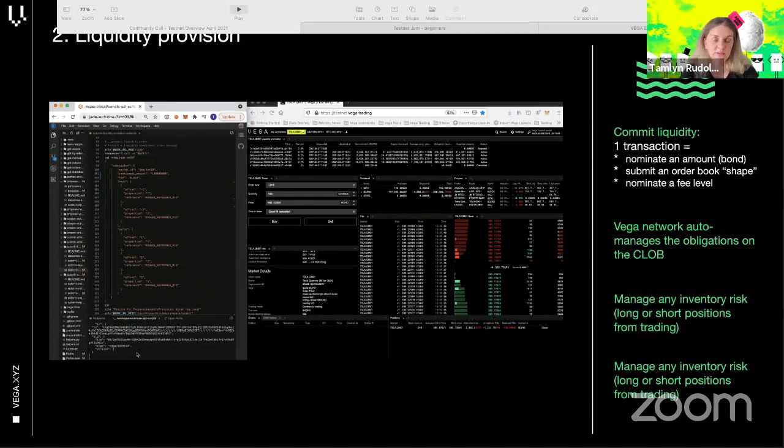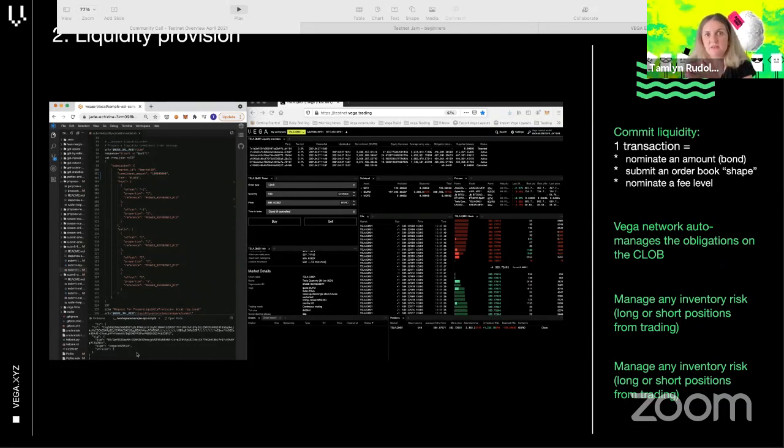In that one single transaction, the participants nominate an amount of liquidity commitment, and they submit an order book set. We're calling it a shape. It basically shows how close the liquidity provider wants their liquidity commitment to be to the mid price of the market.